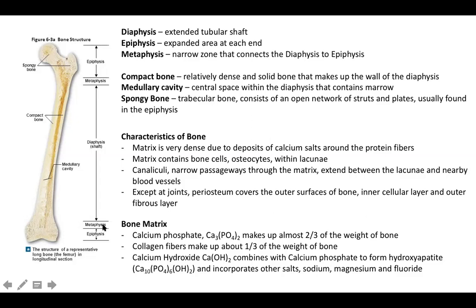So the periosteum covers the outer surface of the bones. And you have an outer fibrous layer and an intercellular layer. Okay, and then there's different makeup of what actually is in the bone. So you see that it has salts and sodium, magnesium, fluoride, different things within the bone that we can store there, or the body can grab out of the bone when it needs it.